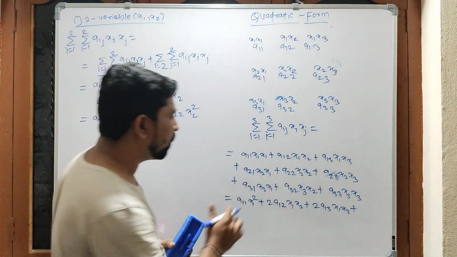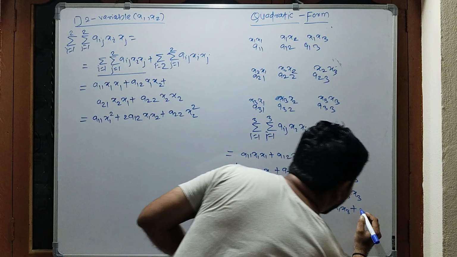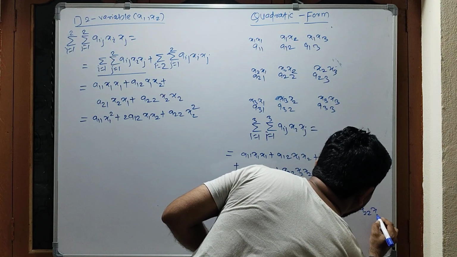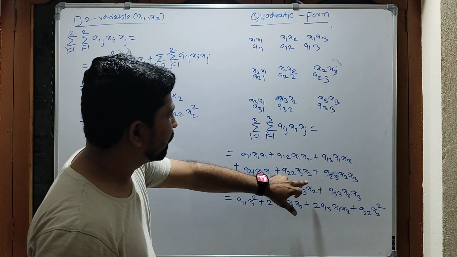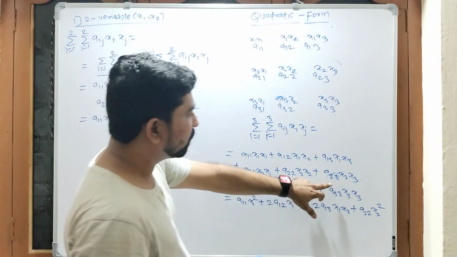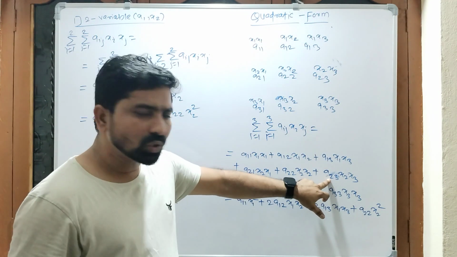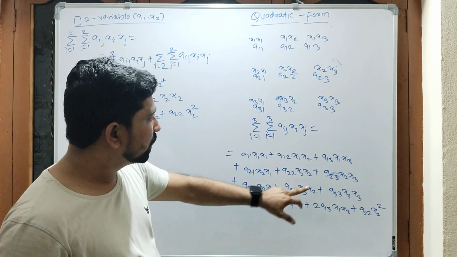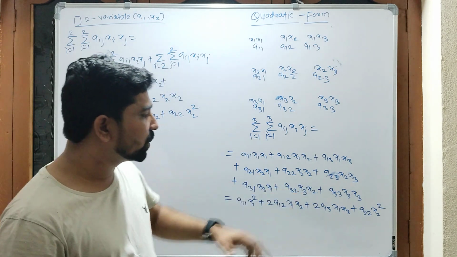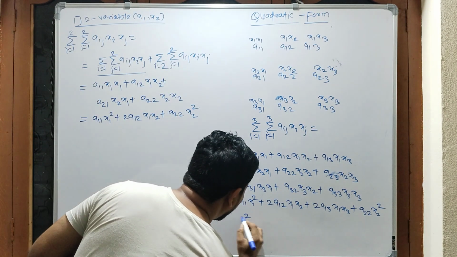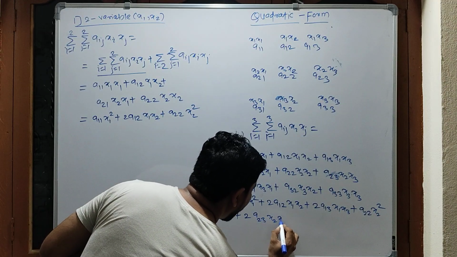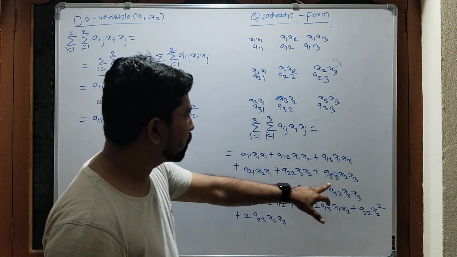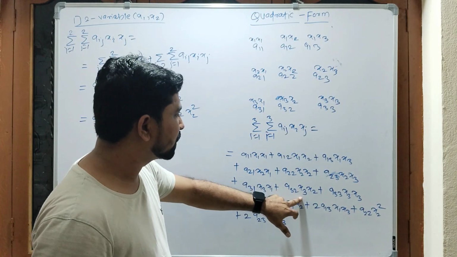Now plus a22 x2 square. Now come to a23. a23 is the same as a32, so can I write 2 times a23 x2 x3? So up to here it is covered.